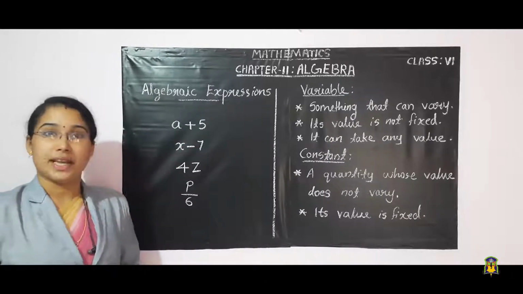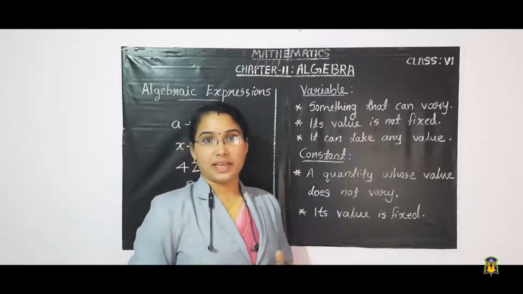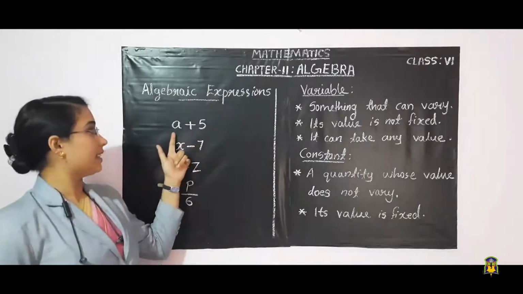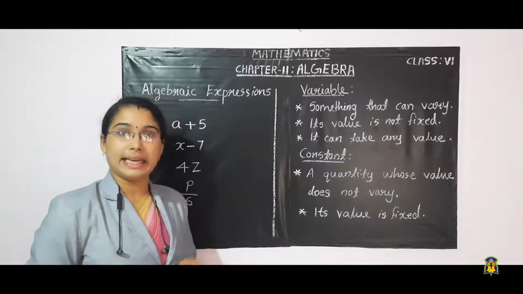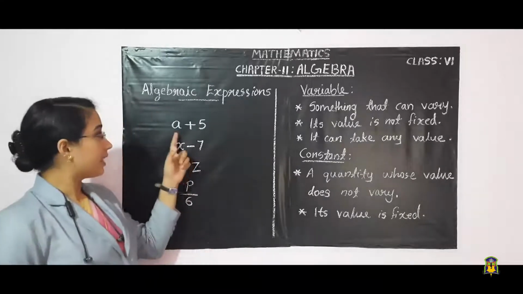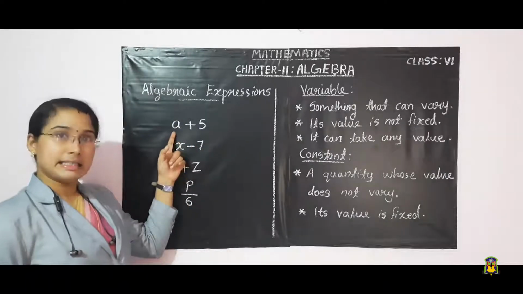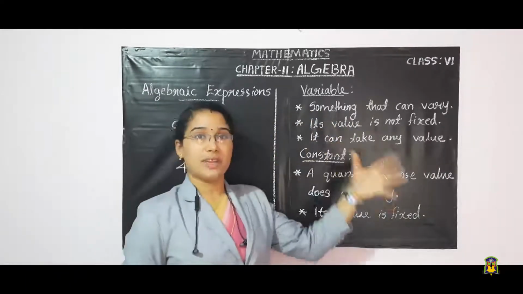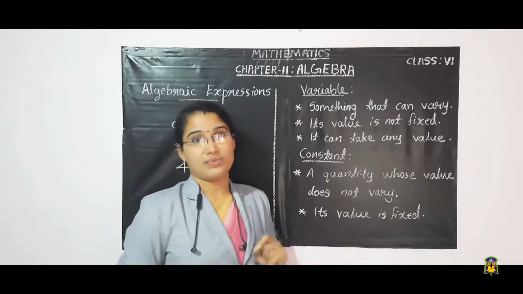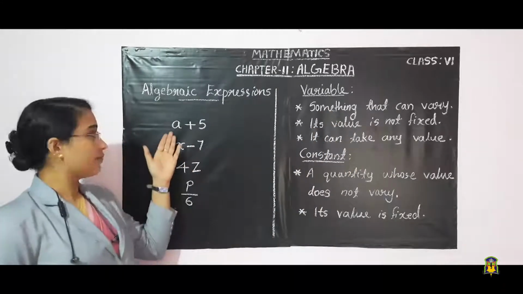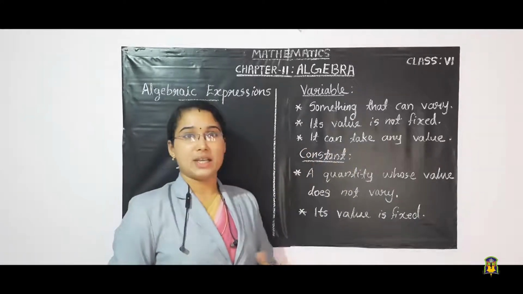So what is meant by variable? Variable means something that can vary. So in this example you can see the first variable is a. We can give any letters from the English alphabet. Then we can give the values also. According to the question, the value will change. So something that can vary is called a variable. Okay. And its value is not fixed. We can change the value. Okay. Then it can take any values.